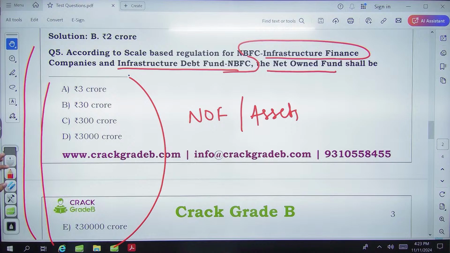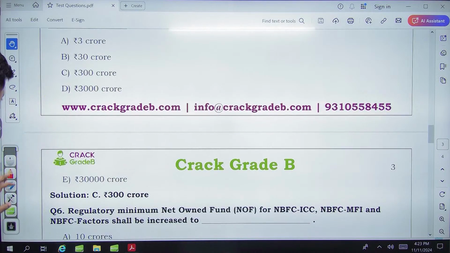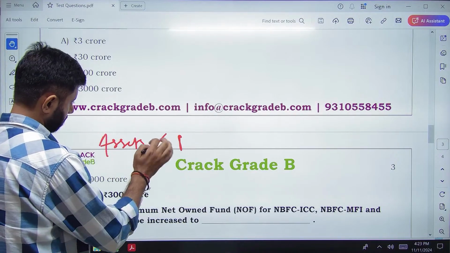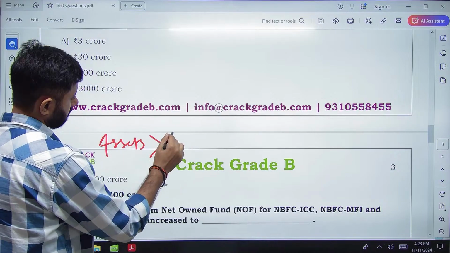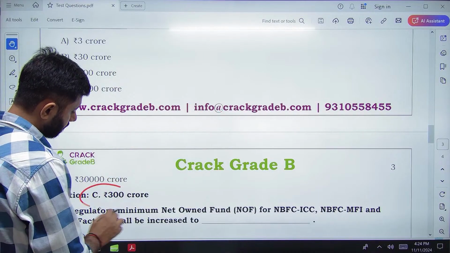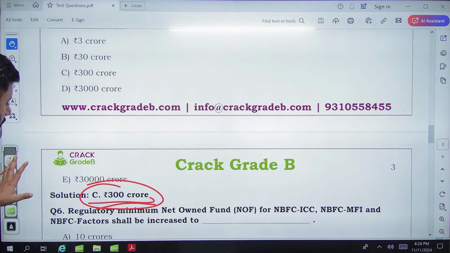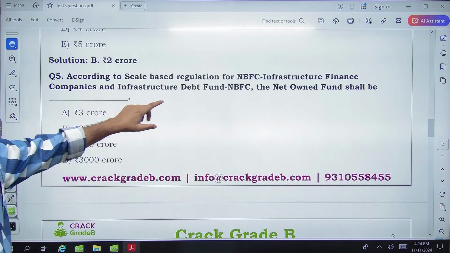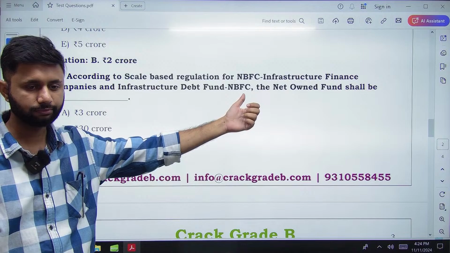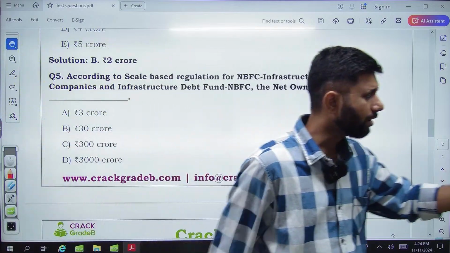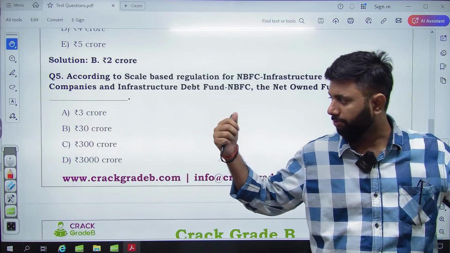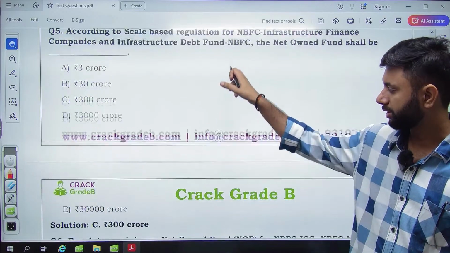So let's check what's the correct answer. The correct answer is C, 300 crores. ठीक है, तो assets ये नॉर्मली बेसिक इक्वेशन लेके चलते हैं. ठीक है, तो net owned funds की requirement anyways will be much lower compared to the assets which they are holding. So C, 300 crores is the correct answer, particularly in case of infrastructure finance companies or infrastructure debt fund NBFCs. Okay, so these are the NBFCs that collect funds and then put it in various infrastructure companies or provide finance for infrastructure projects.